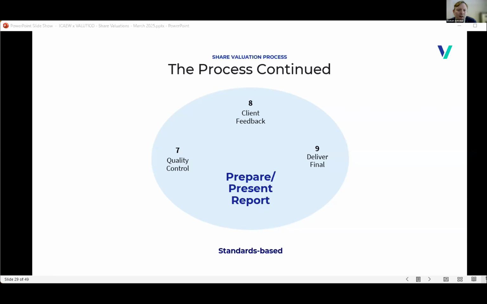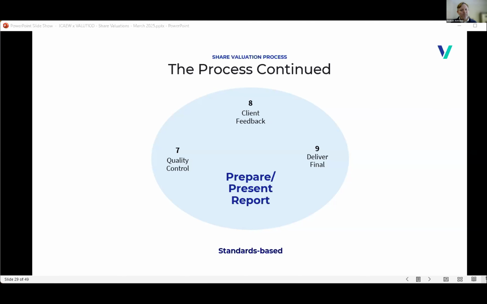Step 8 involves client feedback. Whilst the valuation report is our own, it's an independent document. Engaging with the client will help us to clarify assumptions, address outstanding queries, and also ensure a full understanding of the report's findings. And then once we've done that, we'll prepare and present the final report.